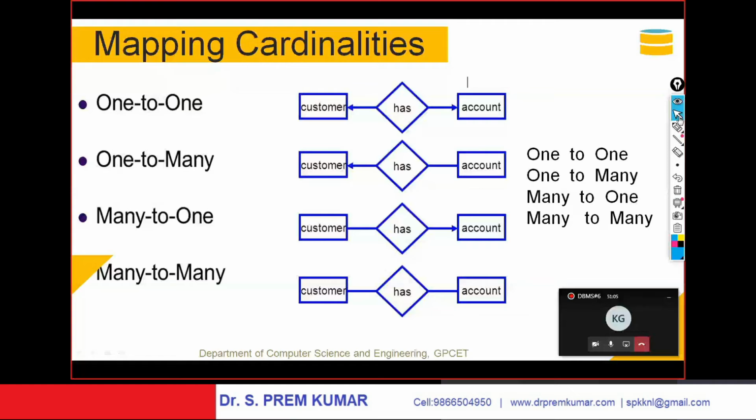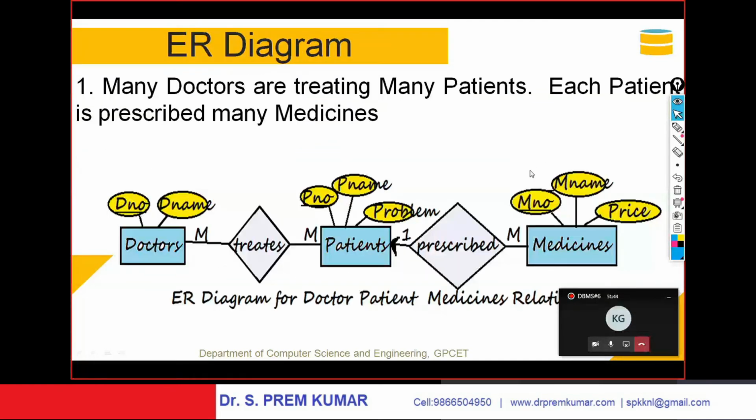For example, one doctor is treating many patients. Are you getting it? Suppose many patients are visiting many doctors. Some patients are coming to Dr. Prem, and the same set of patients are going to Dr. Kumar. Then I say many doctors are treating many patients. It is a many-to-many relation. So these are called mapping cardinalities: one-to-one, one-to-many, many-to-many, and many-to-one.